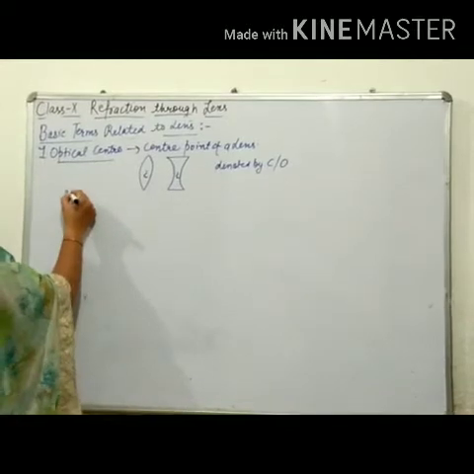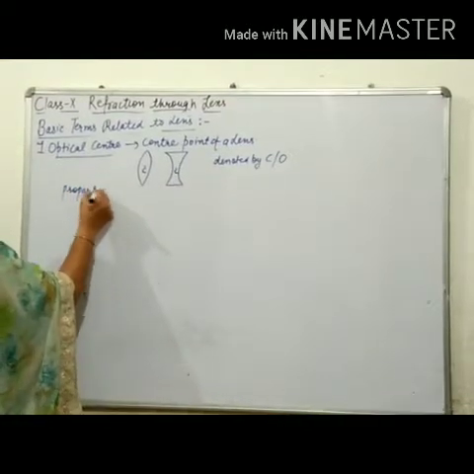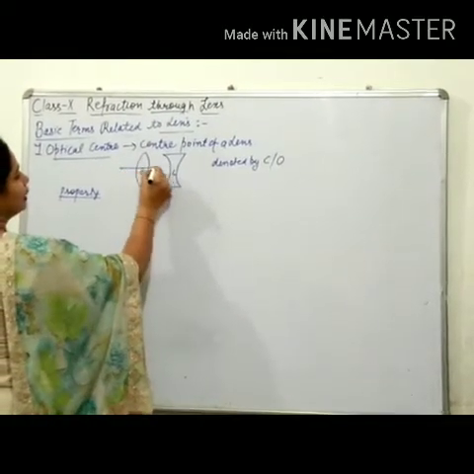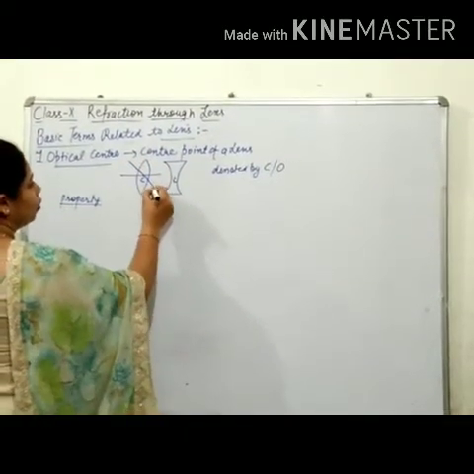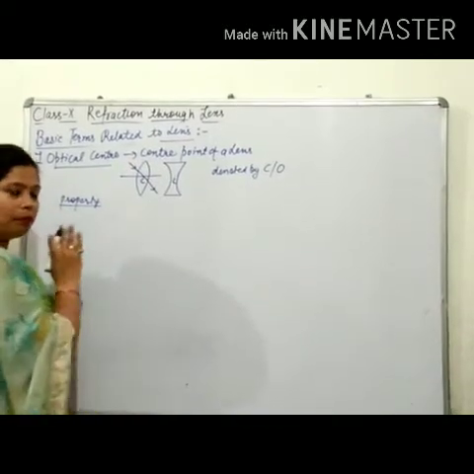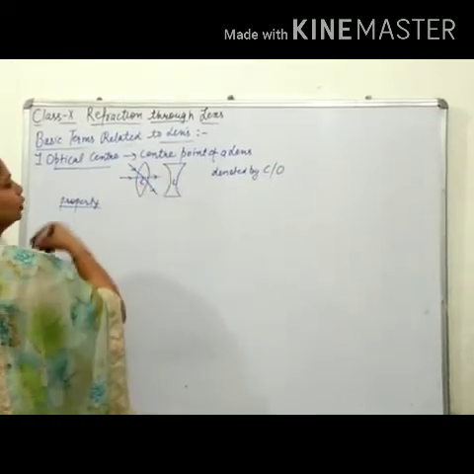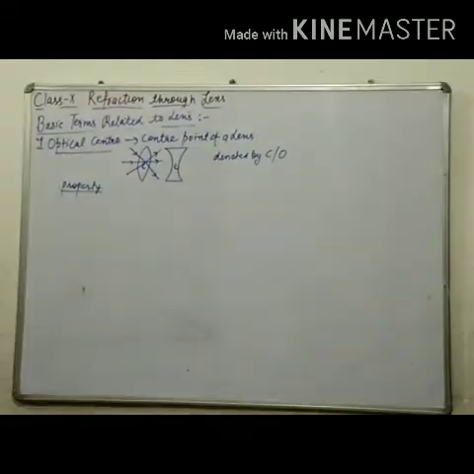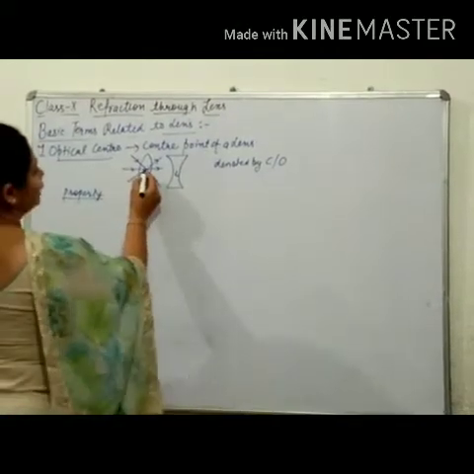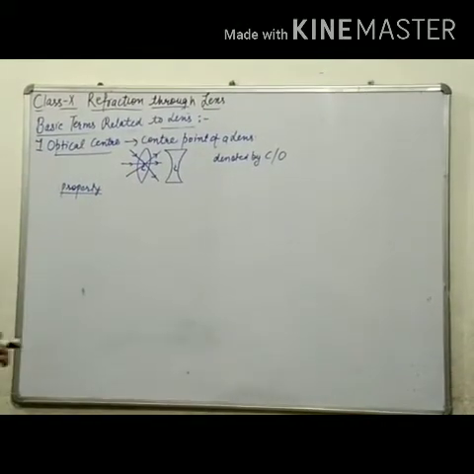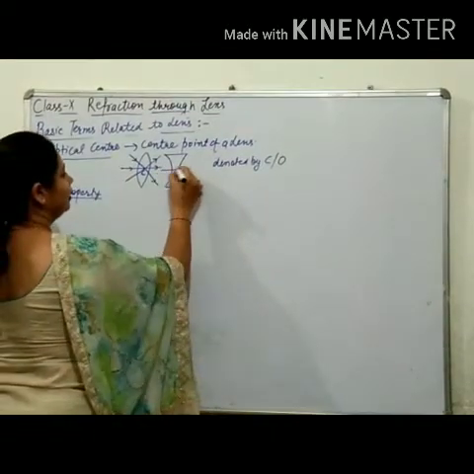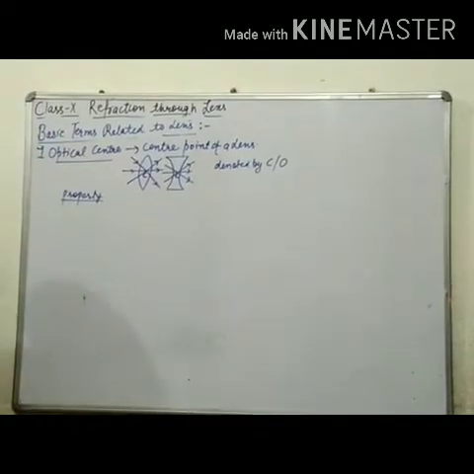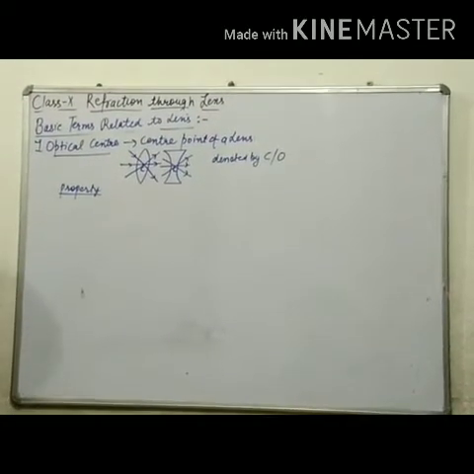There is a special property related to optical center: any ray which is passing through optical center goes straight without any bending, without any deviation. It means any one line out of the infinite lines passing through C goes undeviated, goes straight. Same is the case here. All the rays go straight without any deviation. So it is the optical center property.